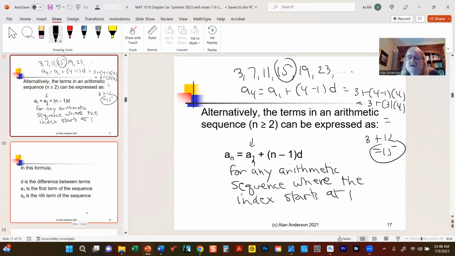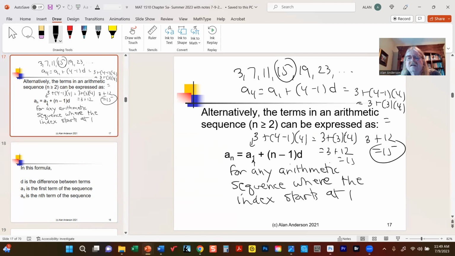So in other words, if I have 3, 7, 11, 15, 19, 23, and I want to know the 4th term, whatever the starting point is, which is 3, and I'm looking for the 4th term, so the n is 4. The common difference, as you can see, is 4. I'll have 3 plus 3 times 4 equals 3 plus 12, and so we'll end up with 15. And I can find any term I want this way.